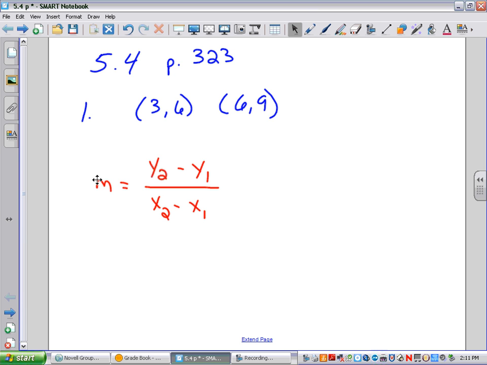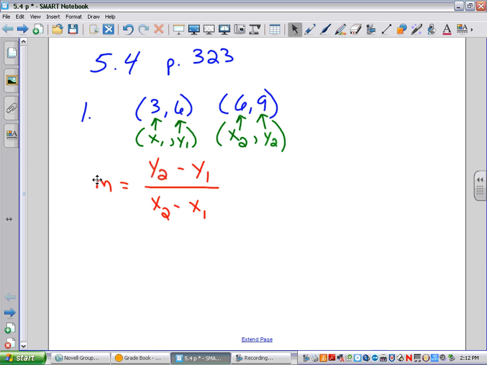So looking above, this would be x1 comma y1. So my x1 is that 3, and my y1 would be that 6. Over here would be my second x, comma, my second y. So x2 would be that 6, and y2 would be that 9.